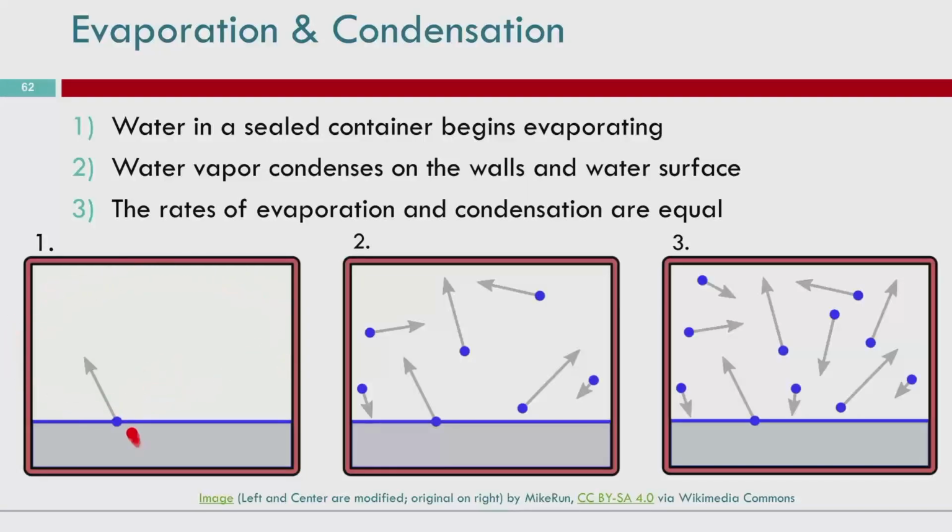So your sealed container, evaporation starts. Some of these water molecules leave the liquid state. They're in that high energy tail on that graph that we were talking about. That process continues, and eventually some of these water vapor molecules will hit the sides. They'll condense into water drops. Or they'll come back down and hit the surface of the water and turn back into liquid water. And then at some point, the rates of evaporation and condensation are equal.